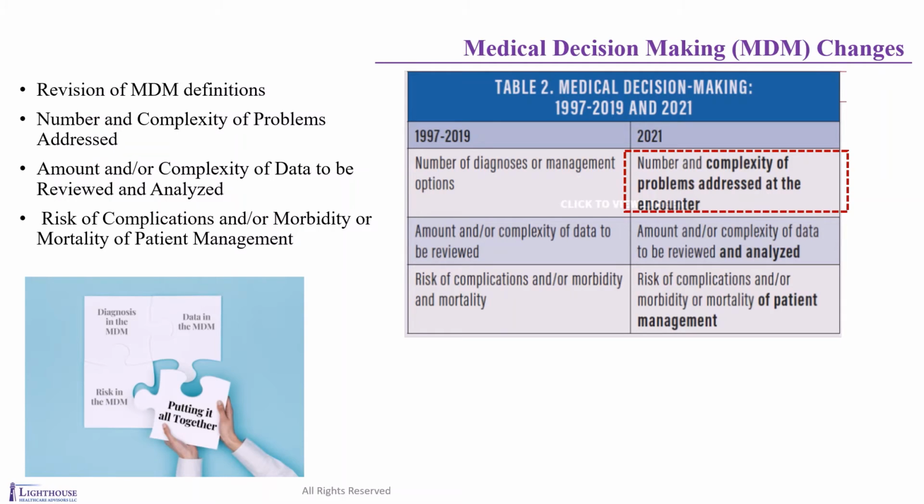Next, the amount of complex data reviewed was acceptable prior to 2021. Effective 2021, the amount of data reviewed should be analyzed, and the result of the analyzed data should be documented. Finally, the risk table for 2021 needs the management of care documented for each disease that the patient had during the respective encounter.